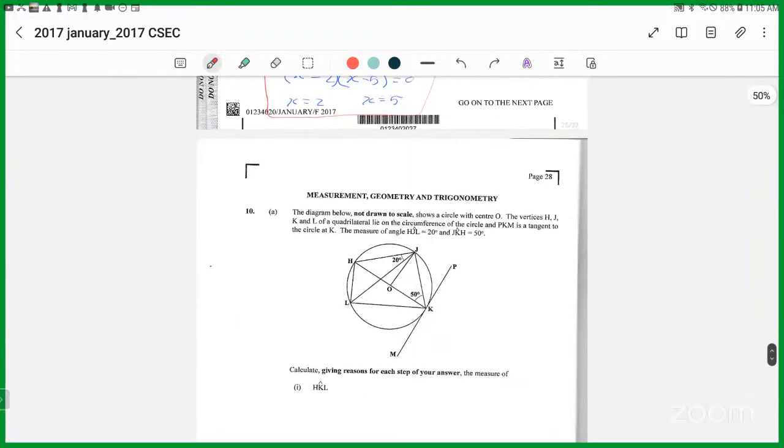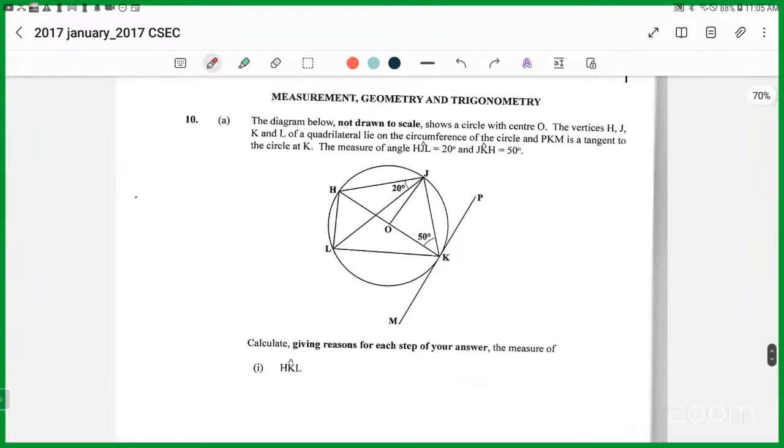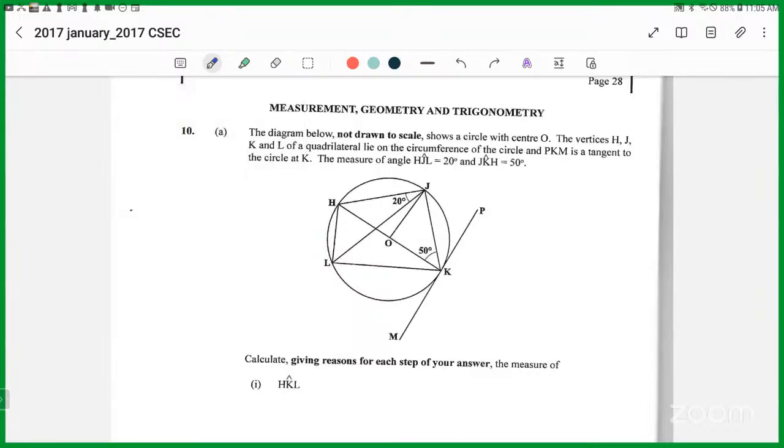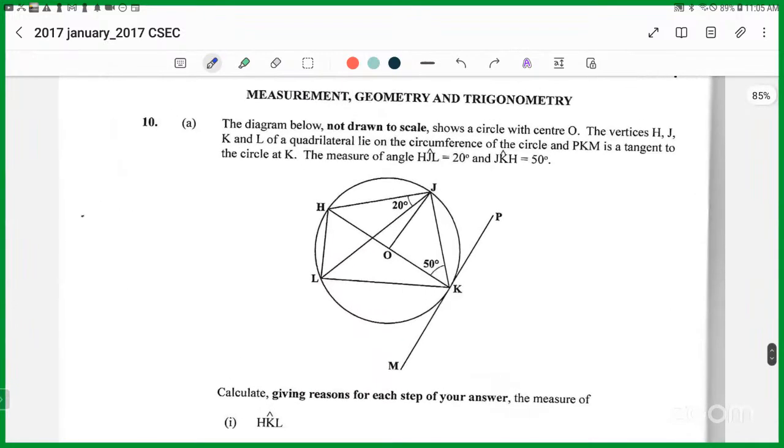All right, number 10, which is a circle of measures. Chances are we did this question already, but no problem. More maths equals better maths. This question says, the angle below, drawn to scale, shows a circle center O. This is the center of the circle. Therefore, this is a diameter, guys.